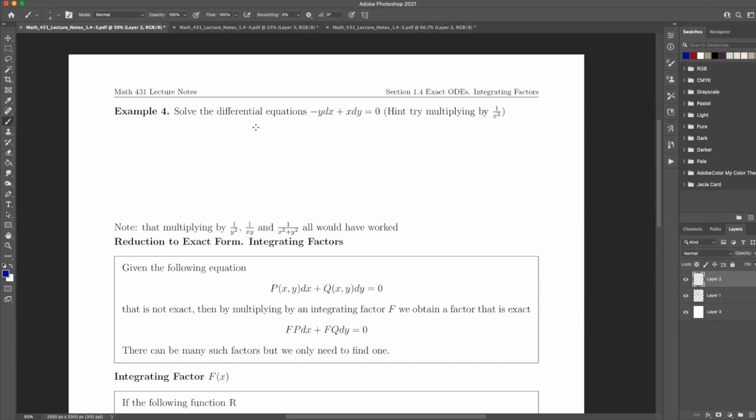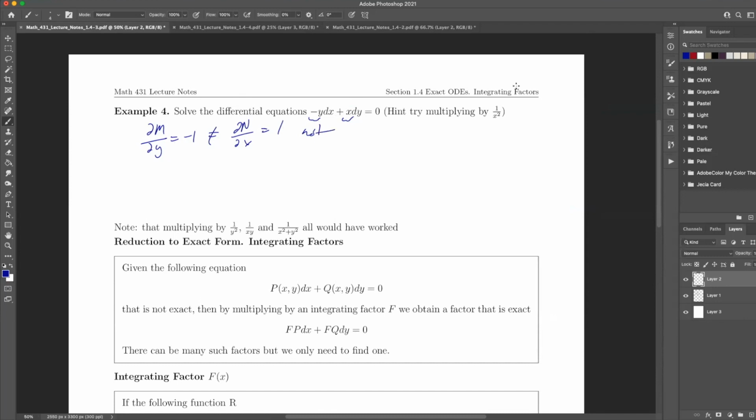All right, so let's solve this differential equation. Notice if we look at this differential equation, let's see if we can make this exact. If I take this with respect to y, I get ∂M/∂y equal to -1, but ∂N/∂x is just equal to 1. And so these do not equal each other, so this is not exact.